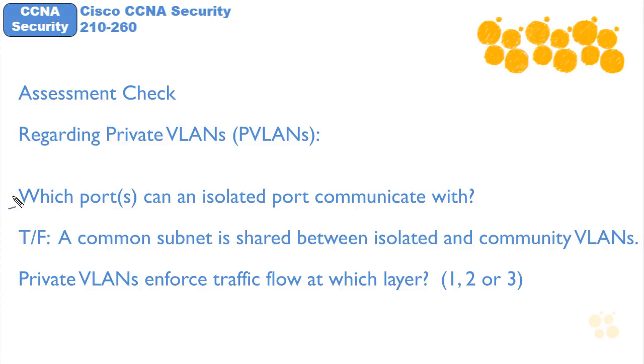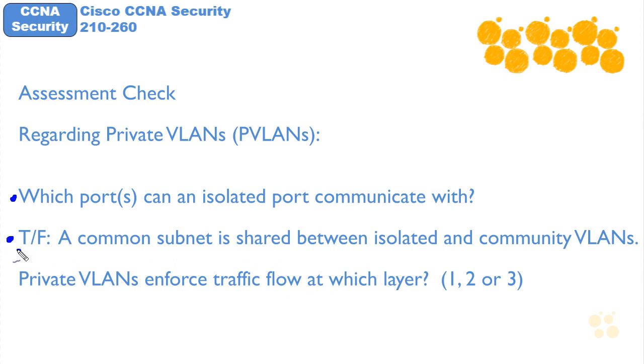All right, question number 1. Which port or ports can an isolated port communicate with? The answer is an isolated port can communicate only with a promiscuous port. That's it. And it's very likely off of that promiscuous port, we're going to have our default gateway that's sitting out there to get us off of the local network if we need to.